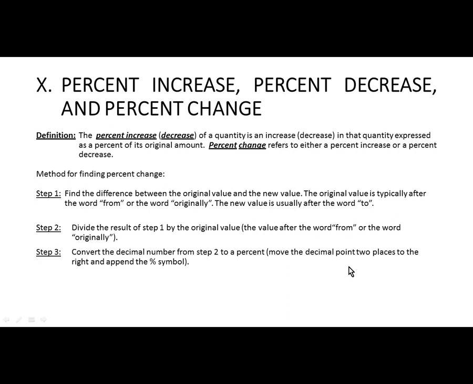Step 3. Convert the decimal number from step 2 to a percent. So you're going to move the decimal point 2 places to the right and append the percent symbol. Remember, that just amounts to multiplying by 100. So just multiply by 100 and tack on the percent symbol. So these three steps are going to lead to the formula.